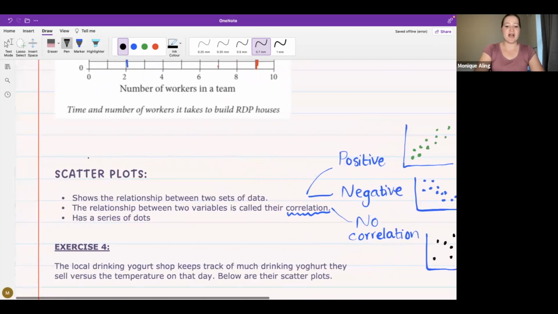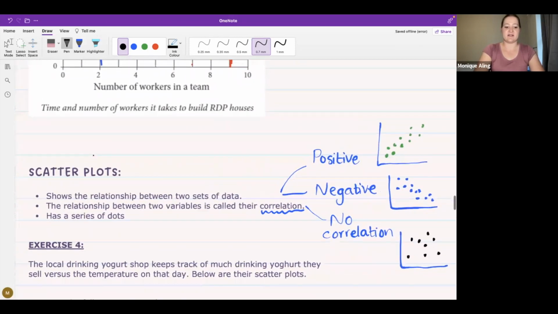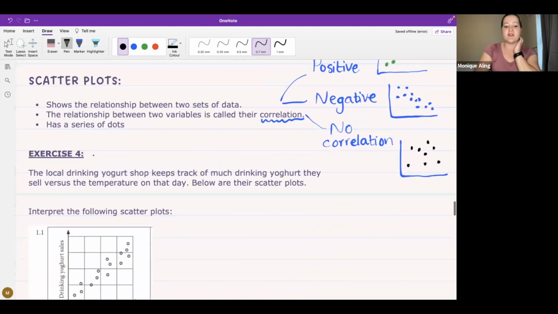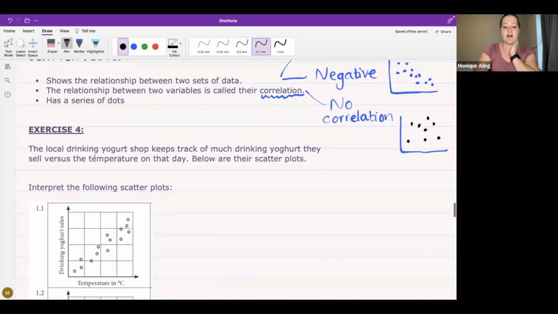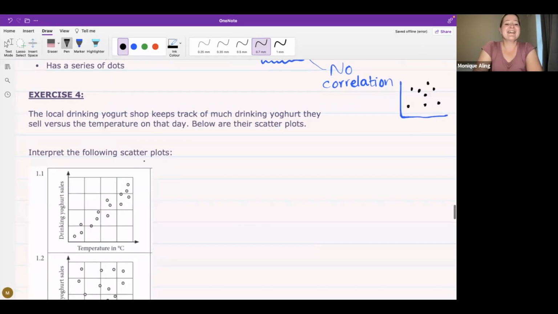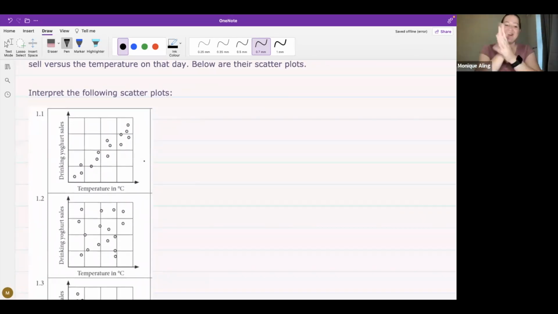Okay, so let's try an exercise now on scatter plots. It says the local drinking yogurt shop keeps track of, now there's a typo here, track of drinking yogurt they sell versus the temperature on the day. Below are the scatter plots. Okay, so we're looking at drinking yogurt versus the temperature. So how many drinking yogurts they sell versus the temperature of the day. So if it's a hot day, how many sales do they make, for example?